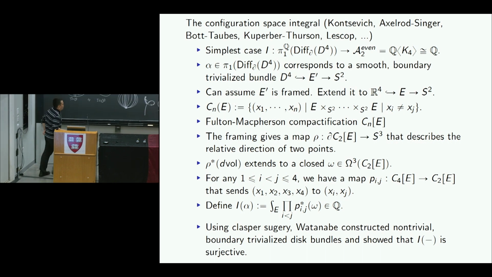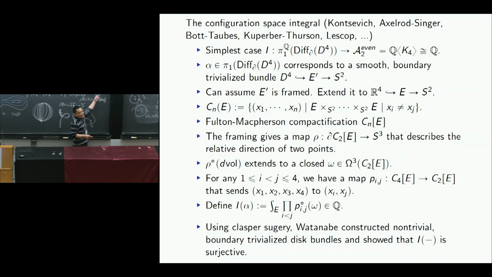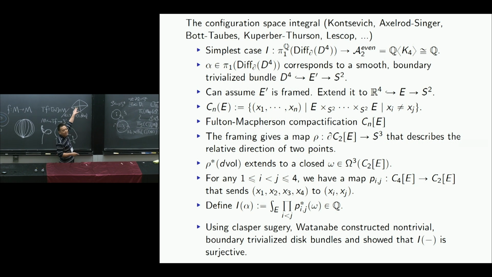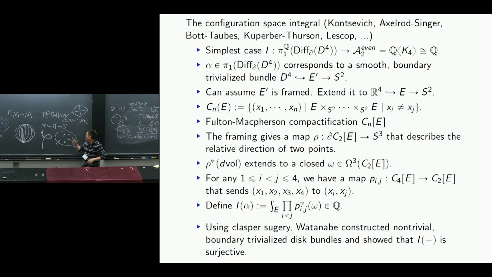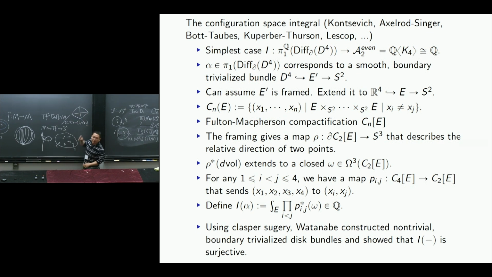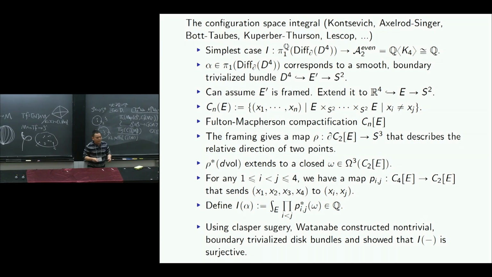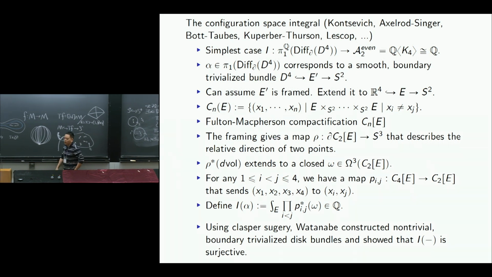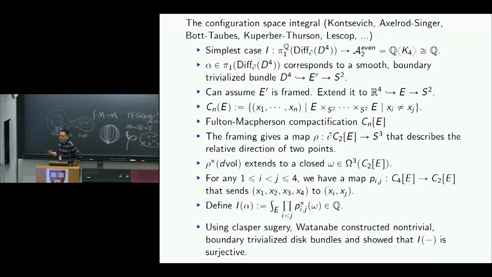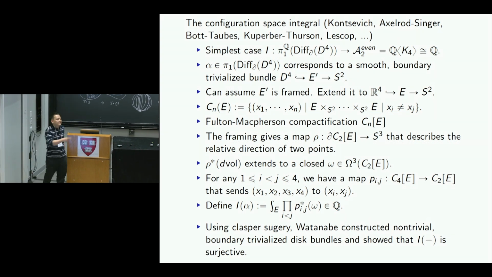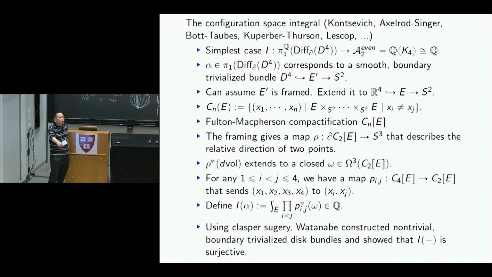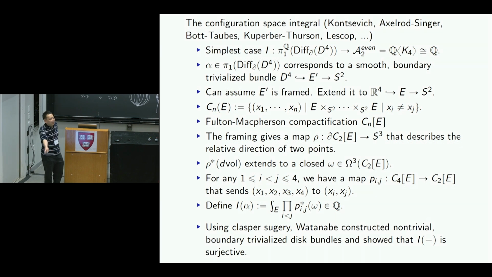Now let's consider the configuration space of 4 points. Why do we consider 4? Because this graph has 4 vertices. We are basically thinking about an embedding of this graph into your bundle. Okay, so we have 4 vertices. That gives you C4. And for each pair of integers i and j, we have a forgetful map from C4 to C2, which just forgets all the components except the i-th and the j-th. Okay, so we have 6 maps altogether.